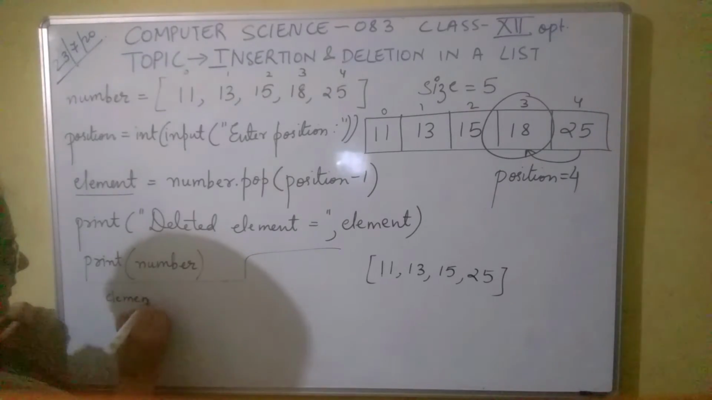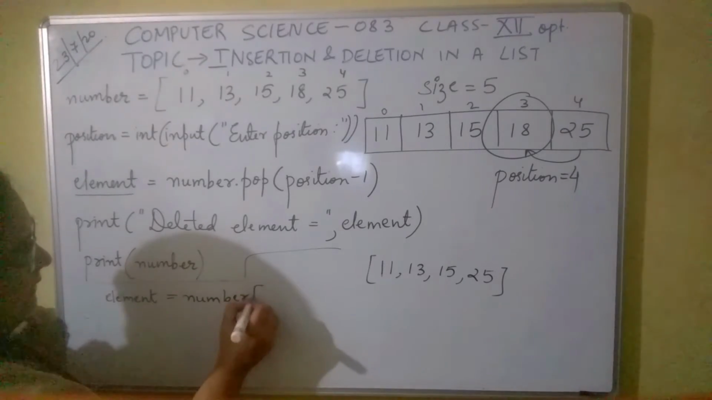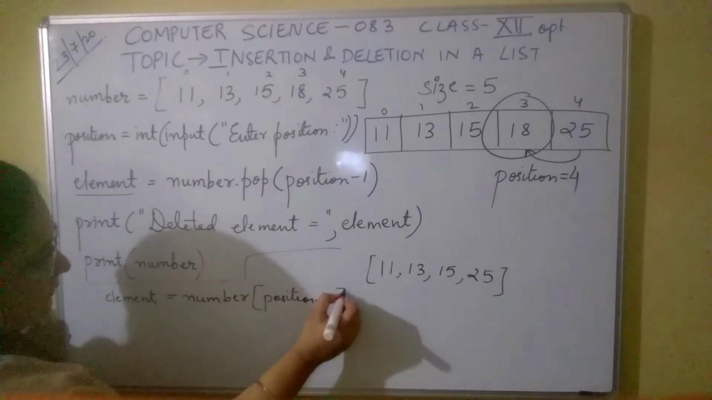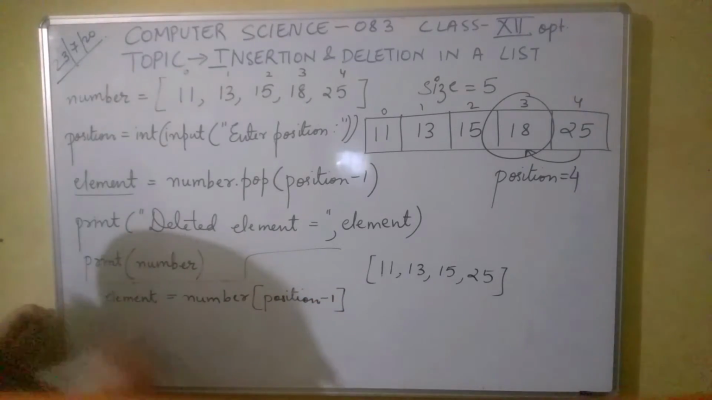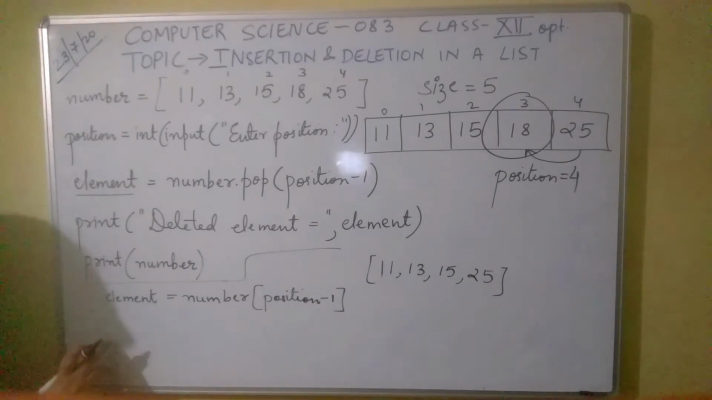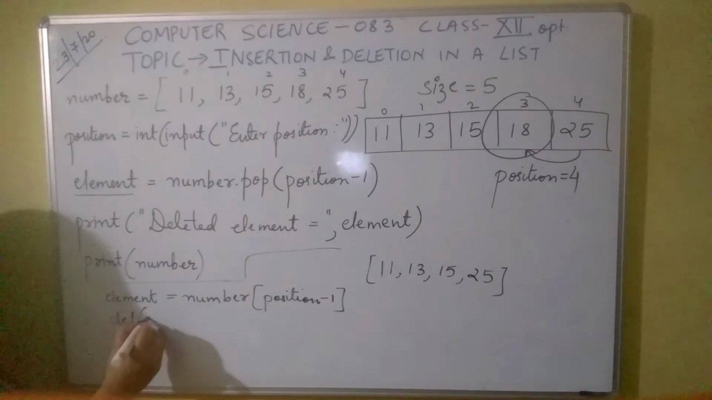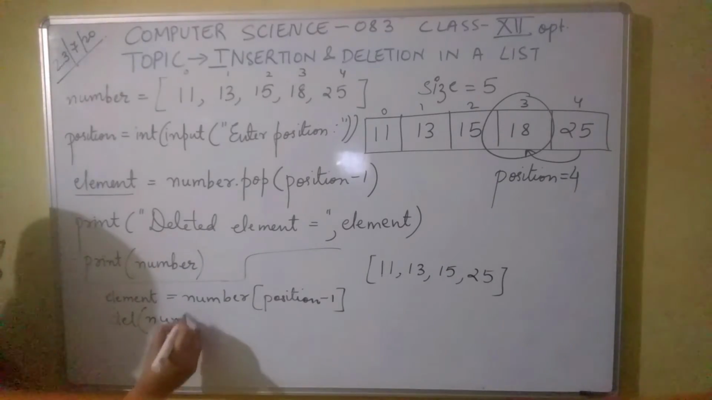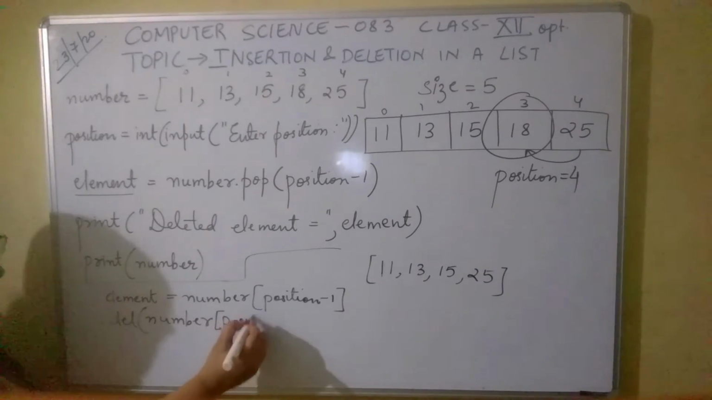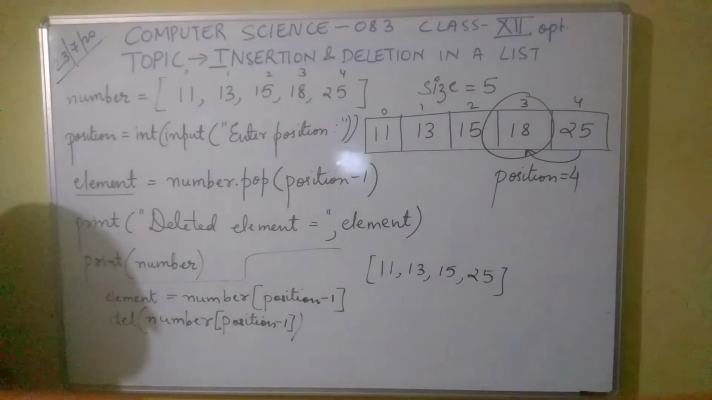I can write element equals number position minus 1. This will save the element which is getting deleted, and then we can write del number position minus 1. We can write this.